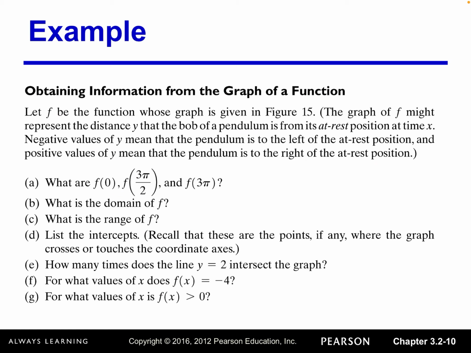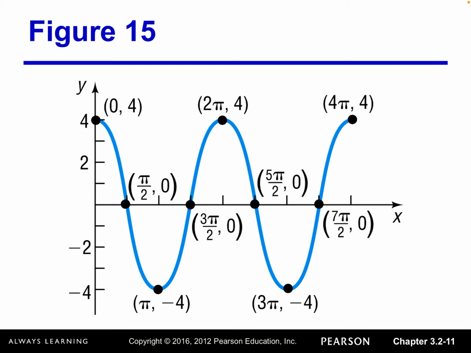The graph of the function might represent the distance y that the bob of a pendulum is from its at-rest position at the time x. A negative value of y means that the pendulum is to the left-hand side of the at-rest position. A positive value of y means the pendulum is to the right-hand side of the at-rest position. Based on this description, I want to go to the graph and show you what that really means. Let me draw a simple pendulum to help you understand.